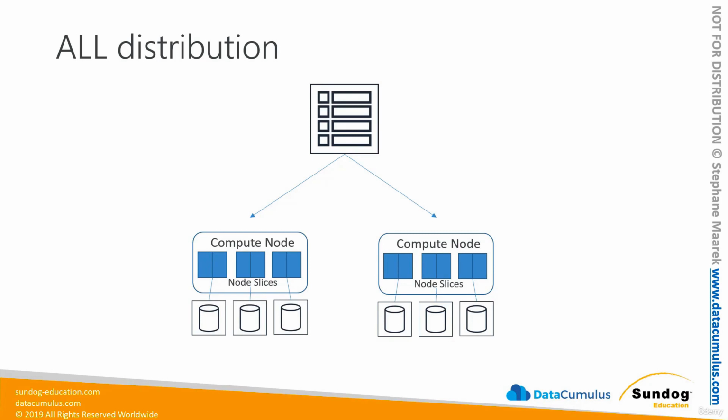Now, if you ever need to view the distribution style of a table, you can query the PG_CLASS_INFO view or the SVV_TABLE_INFO view. The reldiststyle column in PG_CLASS_INFO will indicate the current distribution style for that table.